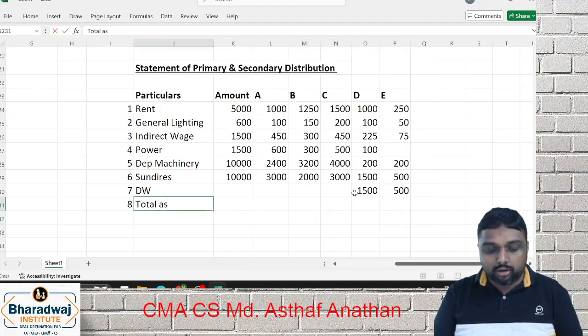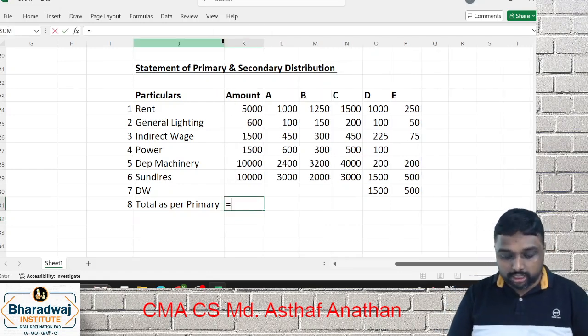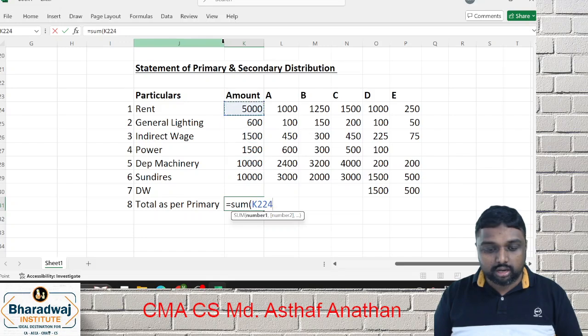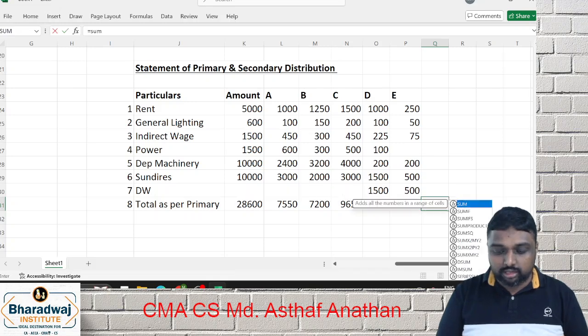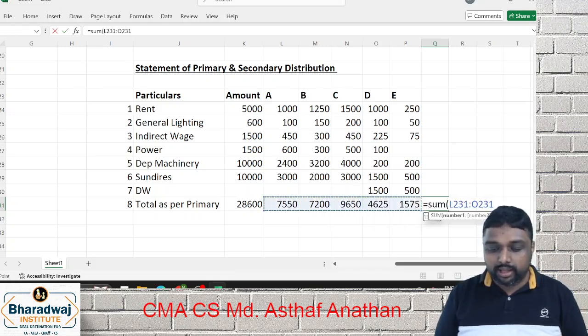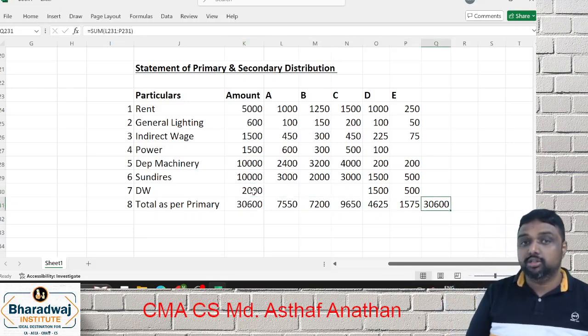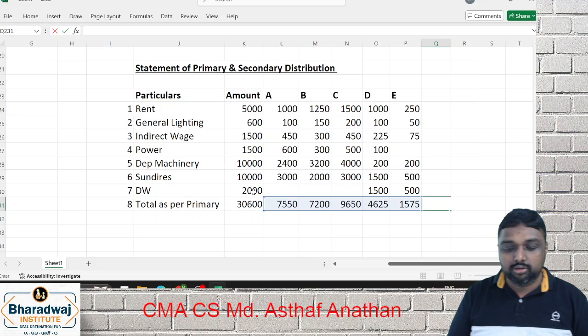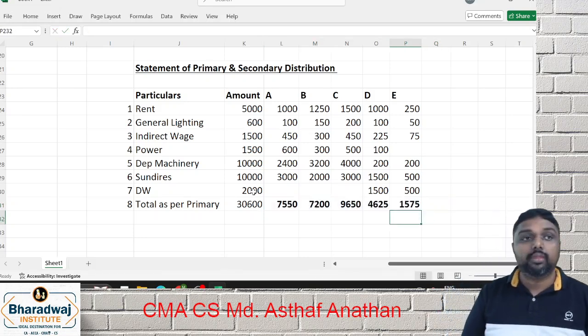This is the total as per primary distribution. How will you take this total as per primary? You have to take 4. Since I am using Excel, you can also check the final answer. It will be tallied. See, it is 30,600. Here also 30,600. You can check it at the last. So this is called total as per primary.